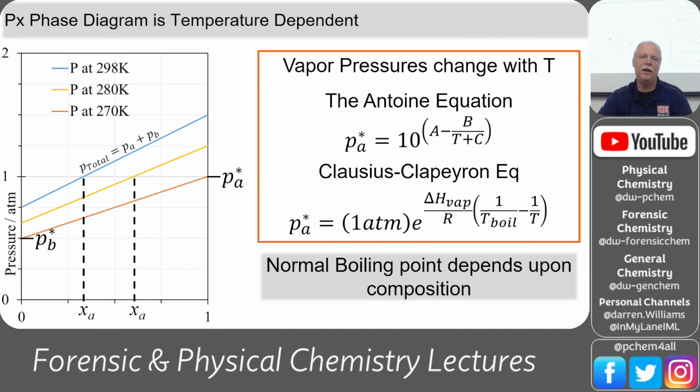Okay. And so look, if I change the temperature, here's the pressure at 298. It's the blue one at 280. So I cool it down, all the pressures drop. And so then that's the yellow one. And the pressure at 270, it's here. Now this is 1 atmosphere. So let's think about what's going on here. 1 atmosphere. And so that happens to be, this red line happens to be the boiling point of A.